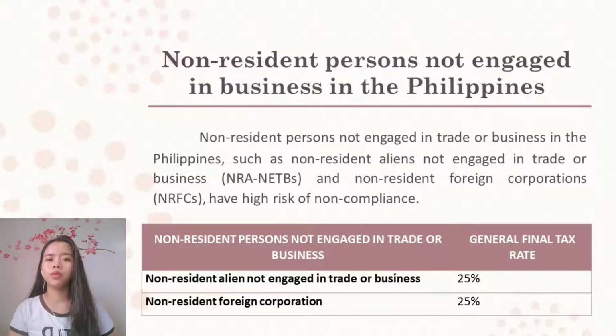So this would be the table for the non-resident persons not engaged in trade or business. So the non-resident alien not engaged in trade or business and non-resident foreign corporations will have a general final tax rate of 25%. So next slide please.